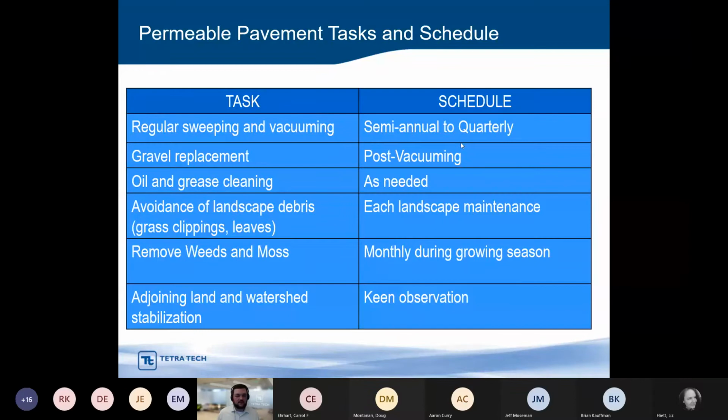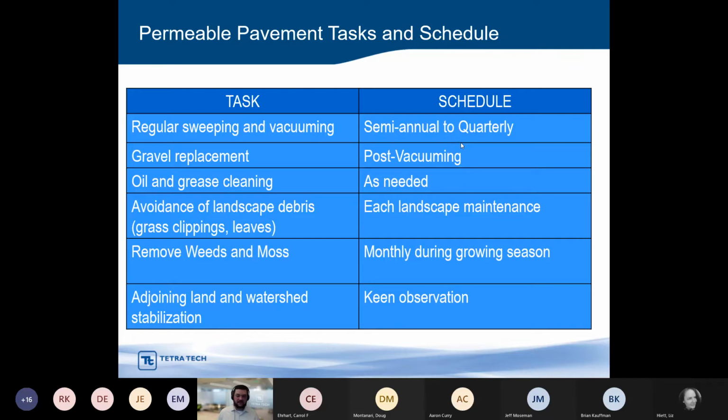Again, just a little bit more specific on the permeable pavement. We talked about regular sweeping and vacuuming. Want to make sure we're replacing that gravel if you need to. If you have pavers that have a bedding material with gravel, you may need to replace those after you vacuum them. But it should be okay for mechanical and regenerative air sweepers.